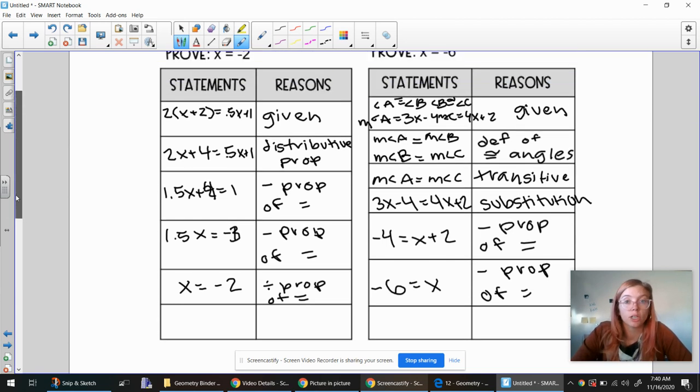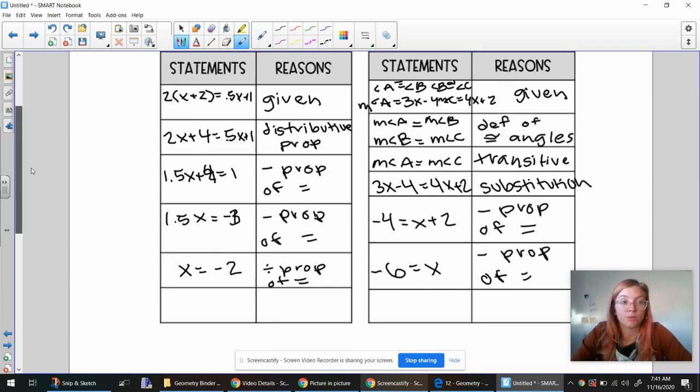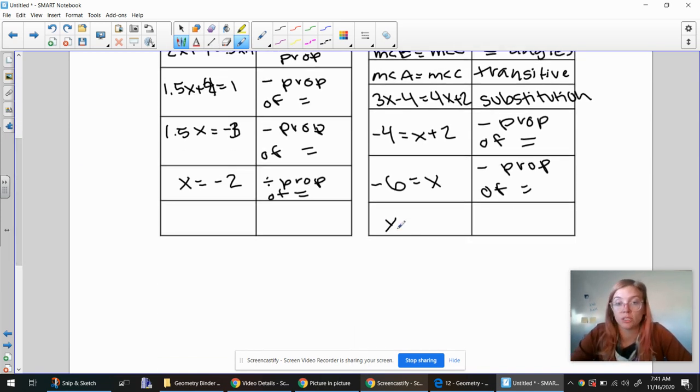Notice that my statement doesn't exactly perfectly match my proof right now. Negative 6 and x are on reverse sides of the equal sign. We need to flip them. So x equals negative 6, and we can flip them because of the symmetric property.